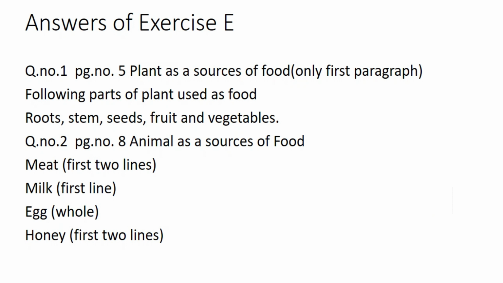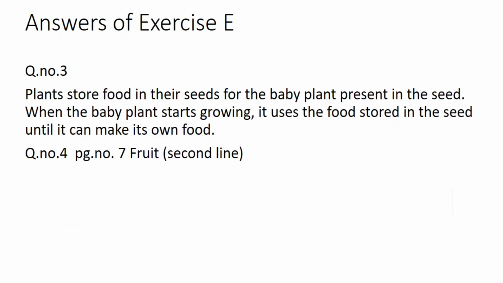Lastly, it's honey. Again, you will write the first two lines under the heading honey. Bees collect nectar from flowers and make honey from it. They store the honey in their hives. Have you seen bees buzzing around flowers is a question, so obviously that will not come in the answer. Question number 3 in the book is, why does a plant store food in its seeds? So the answer is, plants store food in their seeds for the baby plant present in the seed. When the baby plant starts growing, it uses the food stored in the seed until it can make its own food.